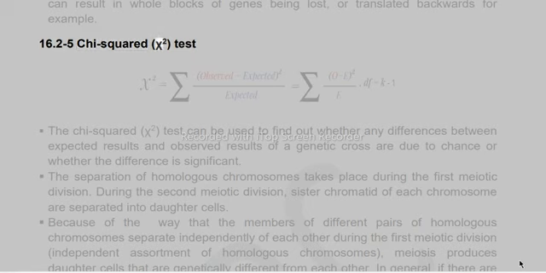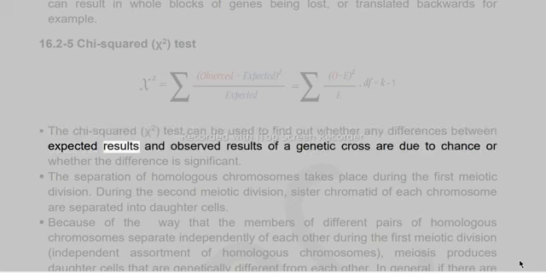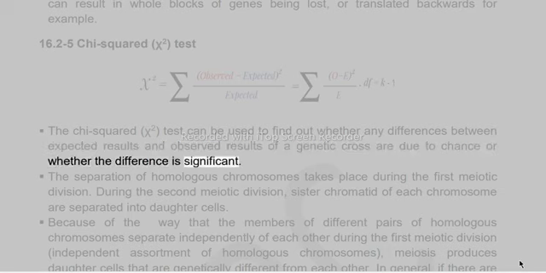16.2-5 Chi-squared (χ²) test. The chi-squared test can be used to find out whether any differences between expected results and observed results of a genetic cross are due to chance or whether the difference is significant.